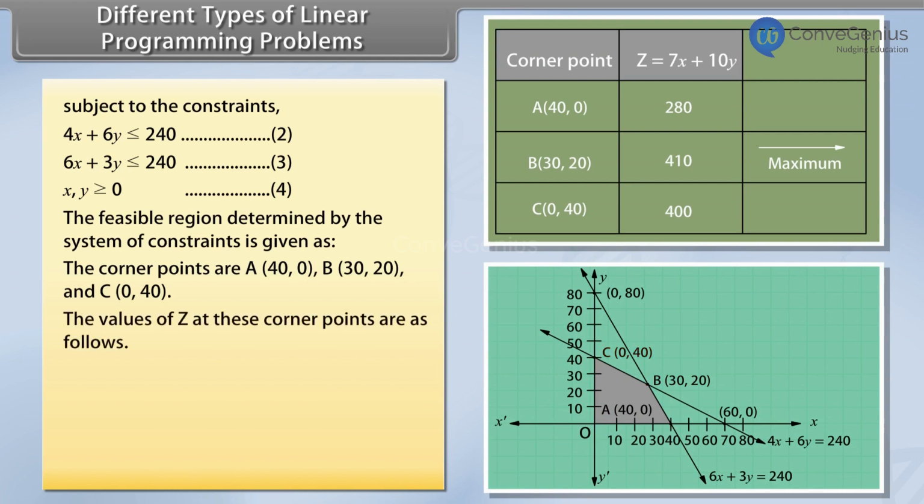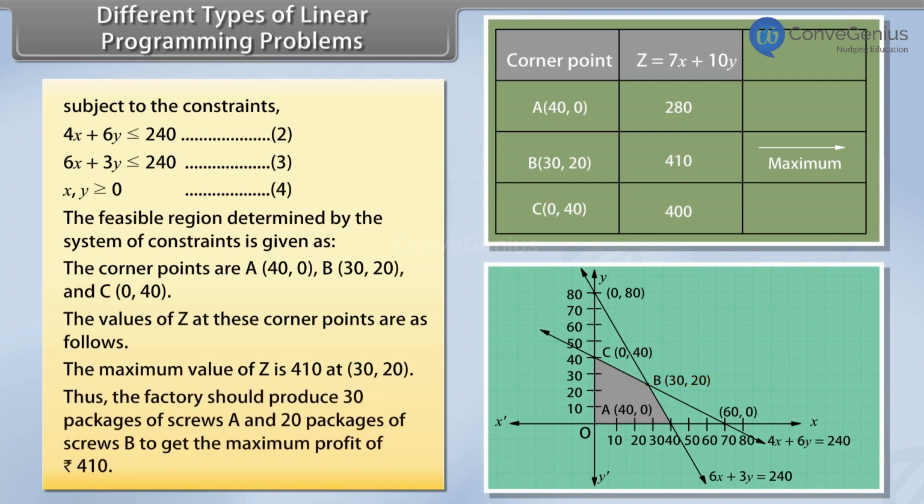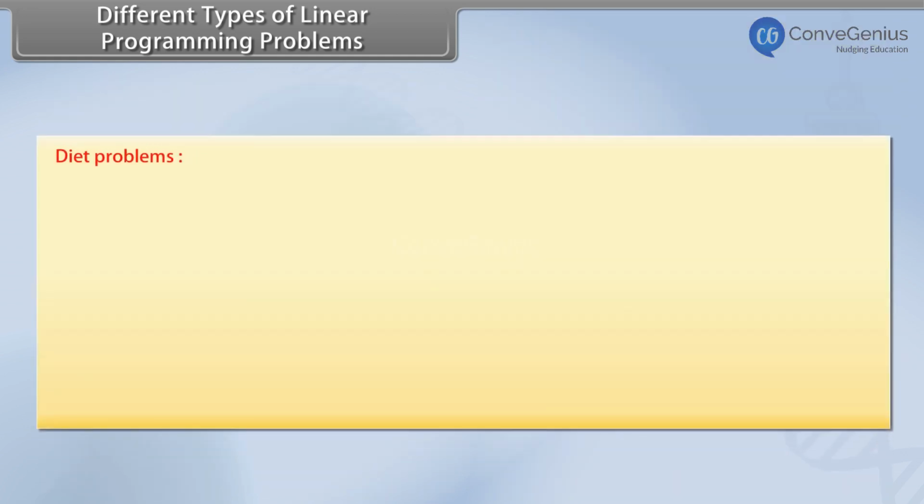The values of Z at these corner points are as follows. The maximum value of Z is 410 at (30, 20). Thus, the factory should produce 30 packages of screws A and 20 packages of screws B to get the maximum profit of Rs 410. Diet problems.